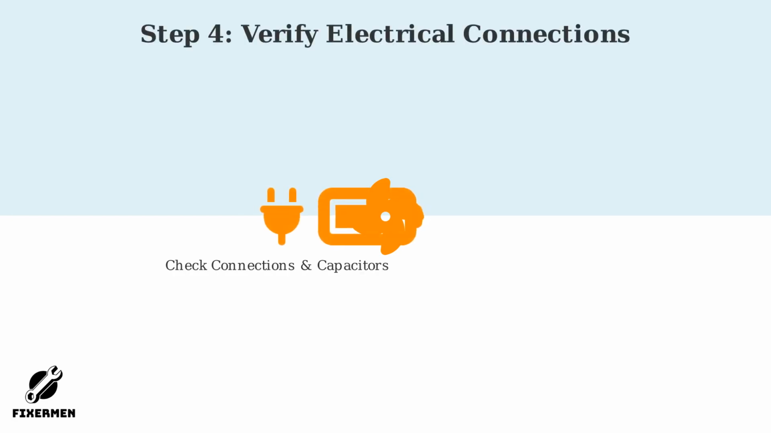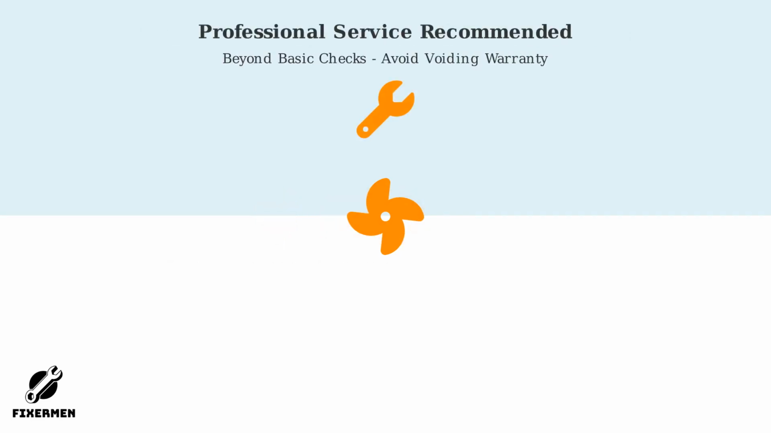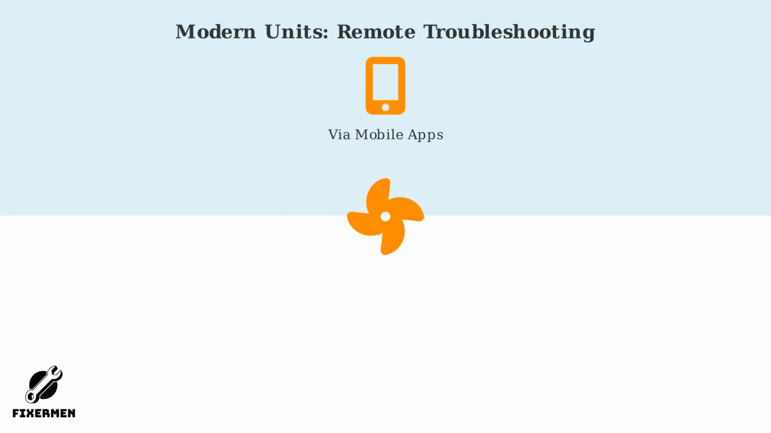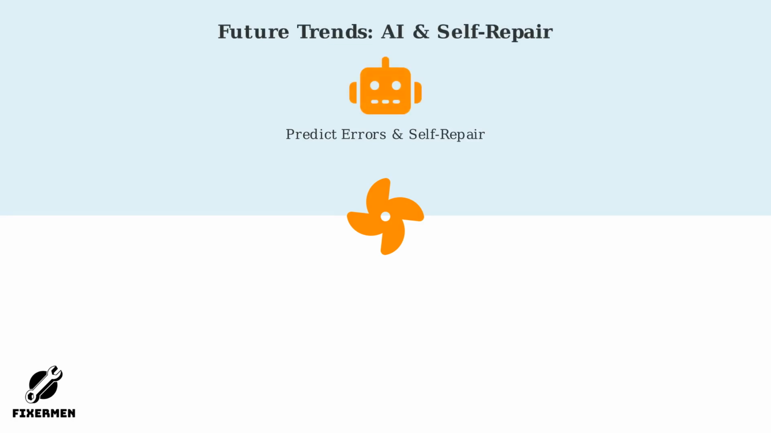Verify electrical connections and capacitors. For DIY users, Goodman recommends professional servicing beyond basic checks to avoid voiding warranties. Modern Goodman units may offer remote troubleshooting via mobile apps. The long-term trend involves AI-driven analytics to predict H3 errors and self-repair capabilities.